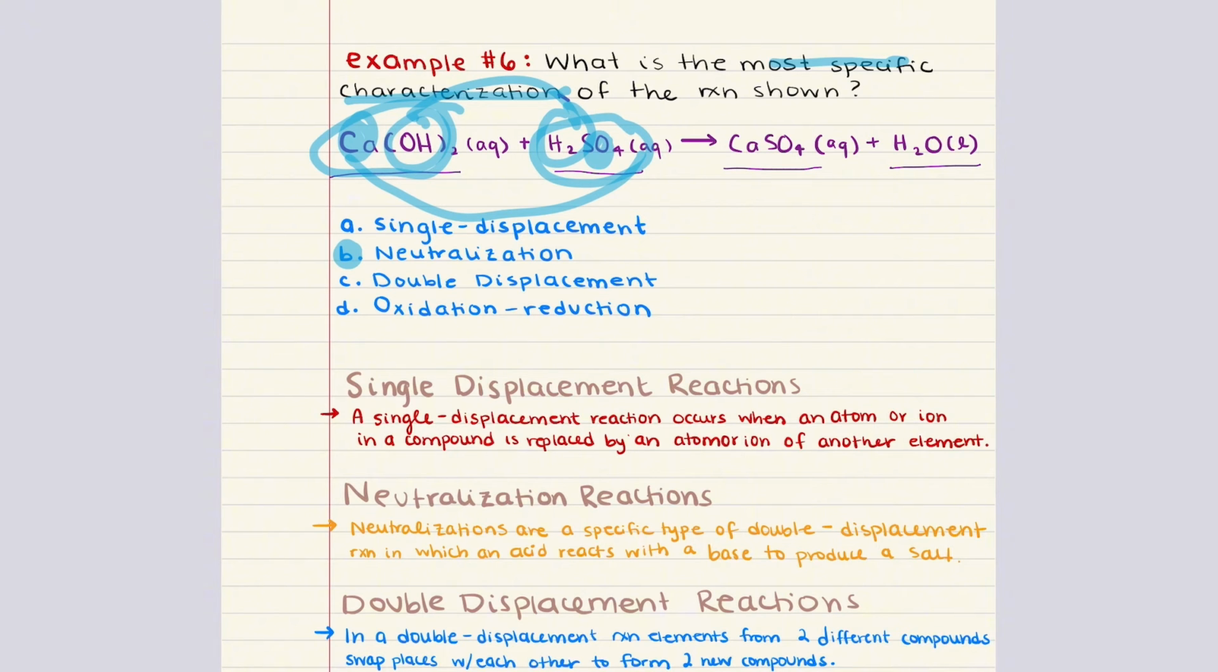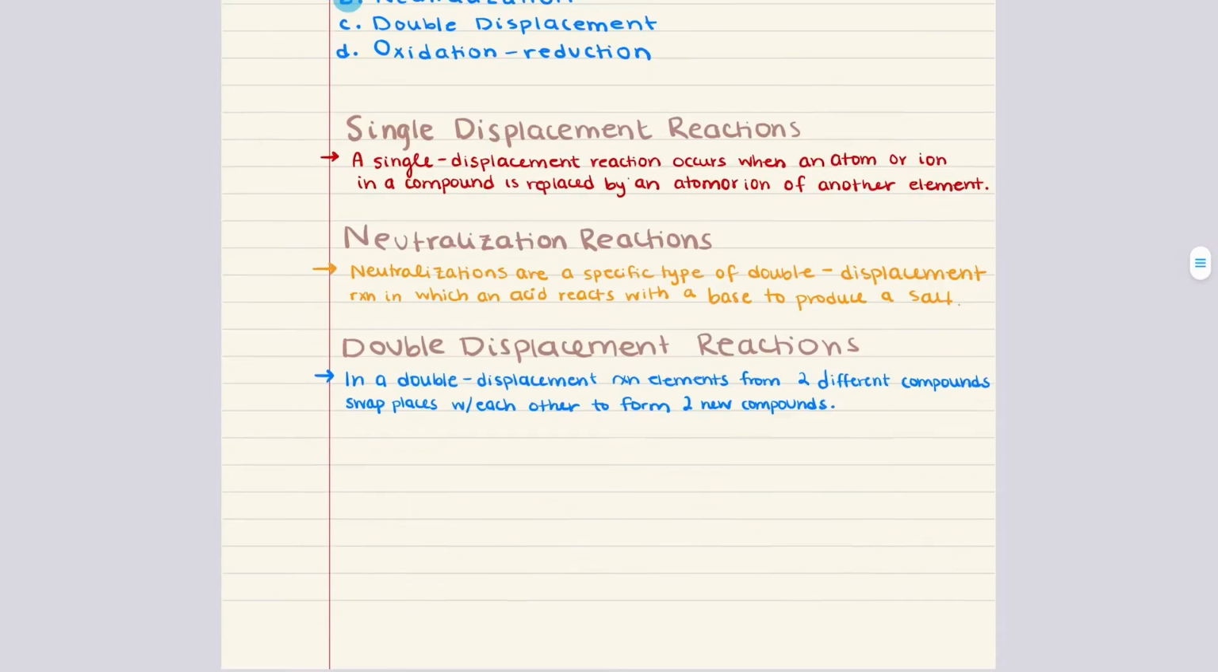And so, in short, to summarize, while the reaction can be classified as a double displacement reaction, it is more specifically a neutralization reaction because it involves an acid and a base producing salt and water. And so the correct answer for 6 is B.